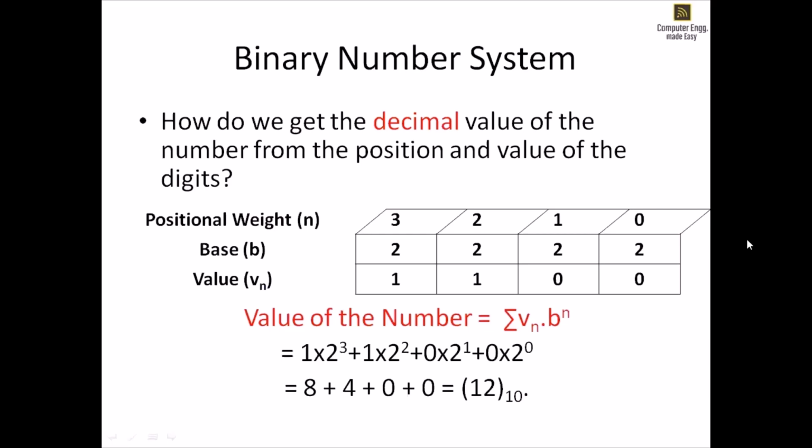That means we multiply 1 to the value of 2 raised to the power of 3, and then add it to 1 multiplied by 2 to the power of 2, then add it to 0 multiplied by 2 to the power of 1, followed by 0 multiplied by 2 to the power of 0. After we add them all, the value that we get is 12, which is the decimal equivalent of the binary number 1100.